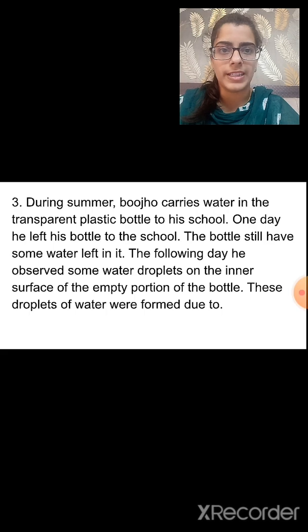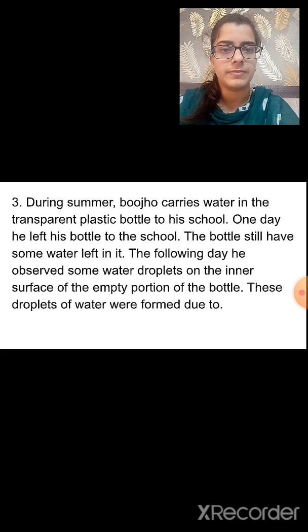So, it was during the summer that Bojo carries the transparent plastic bottle to his school. But one day he left that bottle at the school. And also that bottle contains some amount of water in it. But the next day, what did Bojo observe? He observed some water droplets on the inner surface of the empty portion of the bottle. So, why were these droplets of water formed?